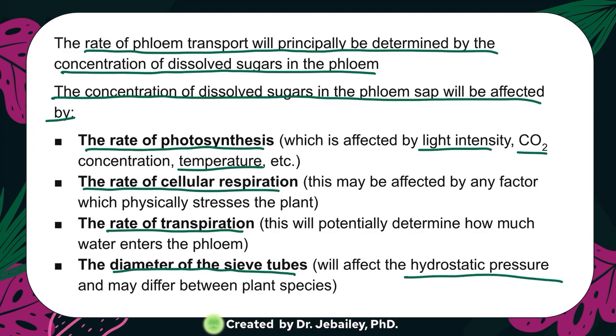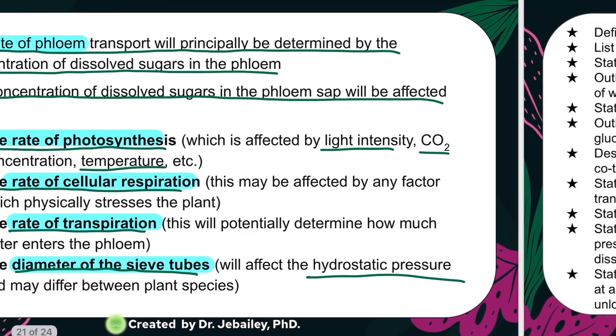So these are all ways in which you can manipulate the rate. So don't just think, oh, sugar is just passing through. No, we have to see the photosynthesis effects, the cell respiration, the rate of transpiration, and the diameter of the sieve tubes. These 4 things can affect the rate of phloem flow. So you must know this. This might happen as a multiple choice question or even an essay where you have to talk about these.